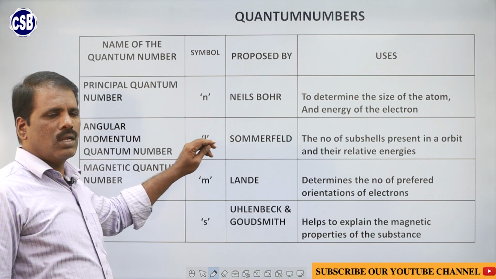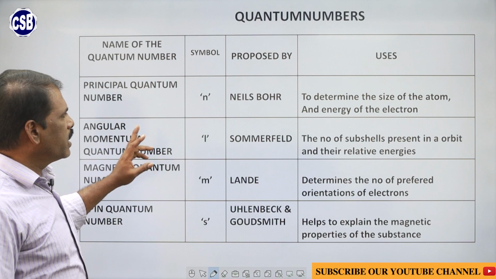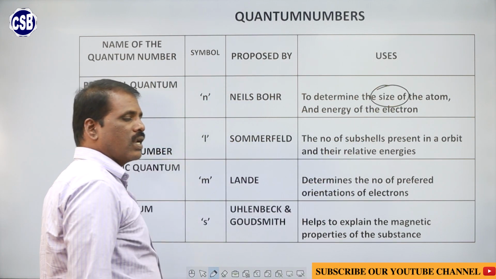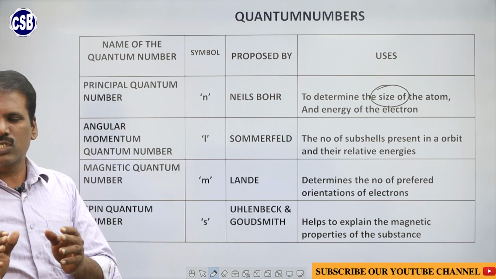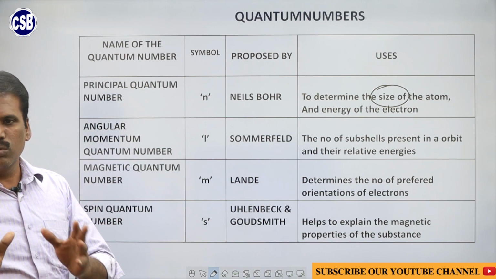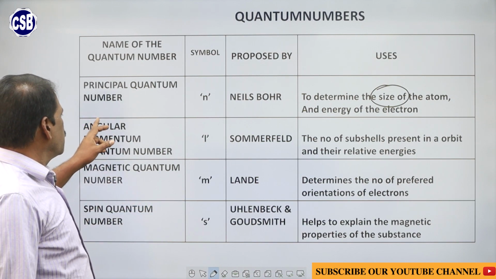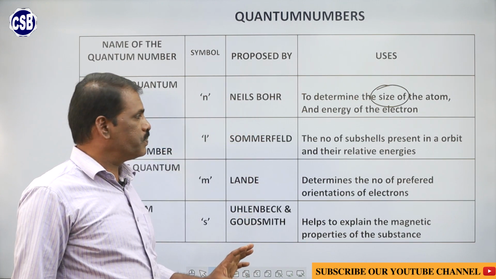It denotes the orbit in which the electron is revolving around, so that it gives the size of the atom. If the n value is 1, only one orbit will be there. If n value is 2, there are 2 orbits, so the size of the atom will increase. Okay, so this quantum number was introduced by Niels Bohr.